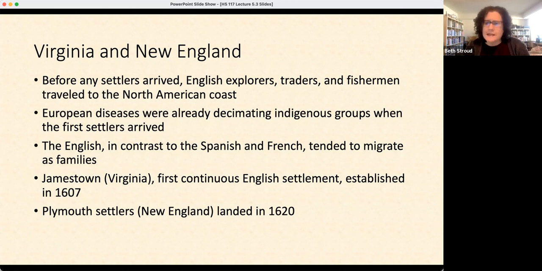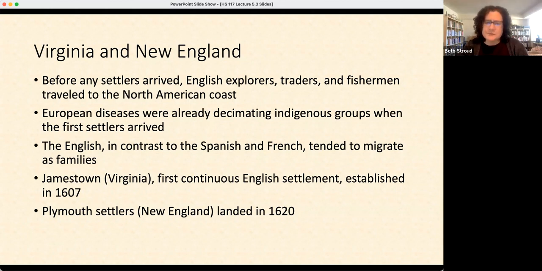And before any settlers arrived, English explorers, traders, and fishermen had landed on the North American coast, had explored it, had been involved in economic activities. And as a result, European diseases were already decimating Indigenous groups when the first settlers arrived.